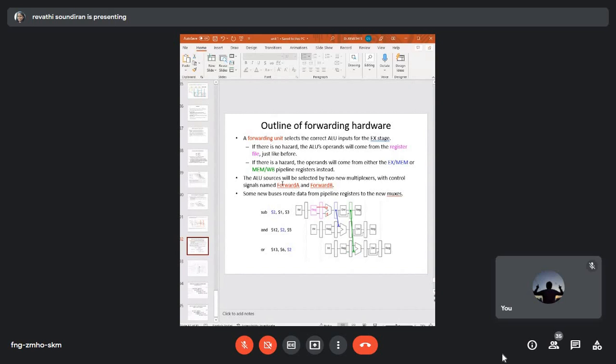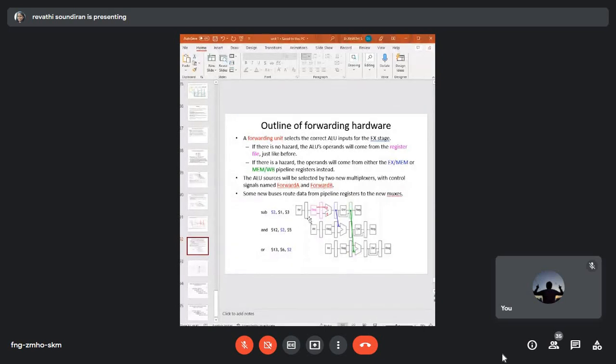So there will be a new multiplexing concept with control signals being made. These are the extra hardware components that are required. One is your multiplexer, and you should have new buses to route the data from your pipelining register to your muxes. This is the concept of additional hardware requirements in order to go with the forwarding architecture.